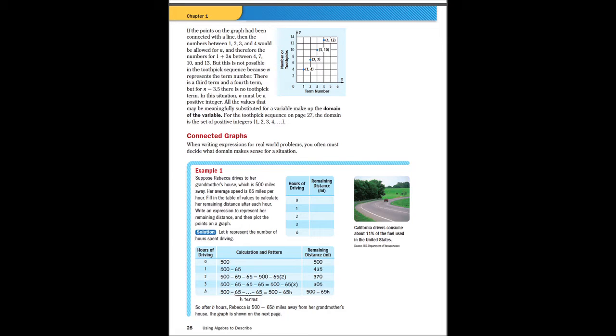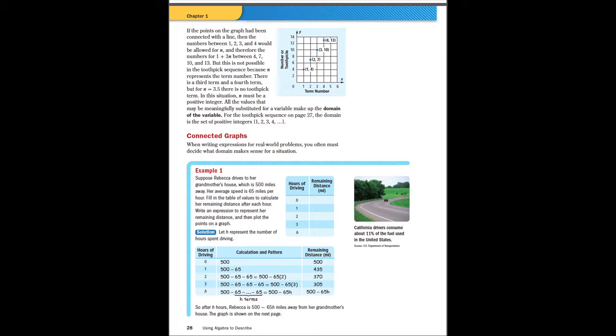So the domain of the variable, and the domain applies to the x variable. The domain for this variable, the x, is the sequence 1, 2, 3, 4, whole numbers, positive whole numbers, or counting numbers, whatever you might want to call them.